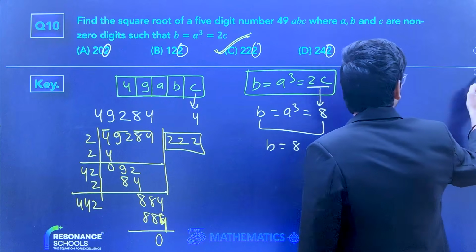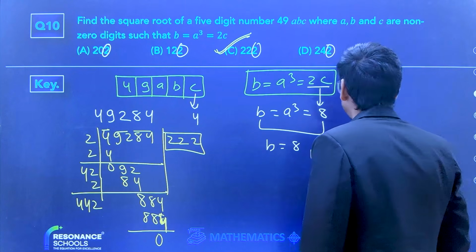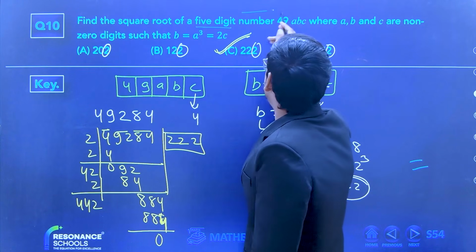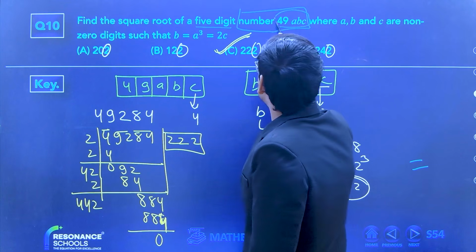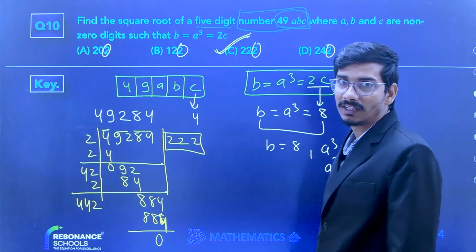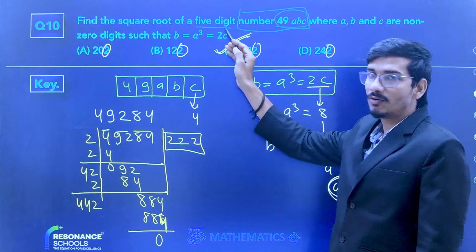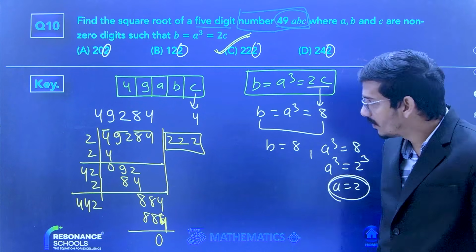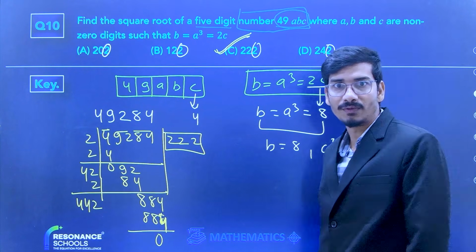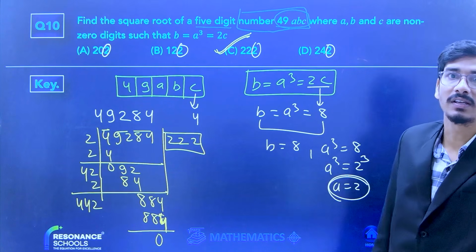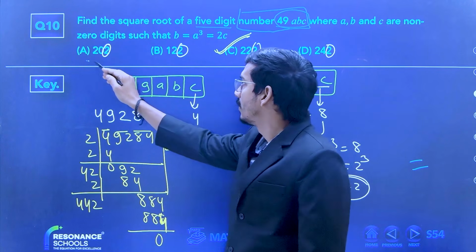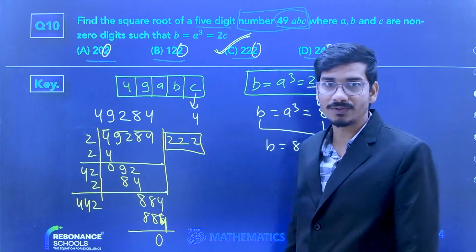If you see the question, they are telling to find the square root of a 5-digit number, and the number is 49ABC. 49ABC means a 5-digit number. The condition is given, B equals A cube equals 2C. We have to find ABC, and after that we have to find the square root of that quantity.